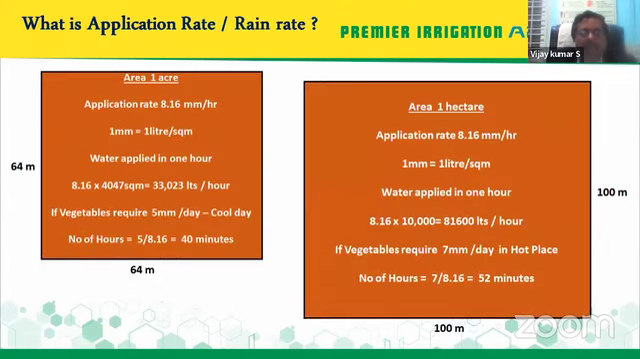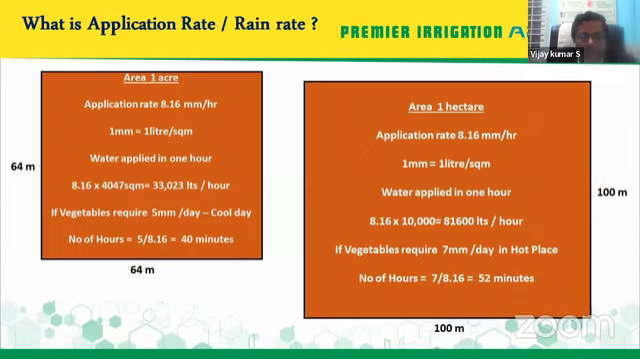So how does this translate into an area? Let me consider two examples. One is a 1 acre area and one is a 1 hectare area. We know 1 acre is nothing but 64 meters by 64 meters, and I have taken a square plot for convenience. We understand that the micro sprinkler is going to throw 8.16 millimeters per hour, and I told you that 1 millimeter is nothing but 1 liter per square meter.